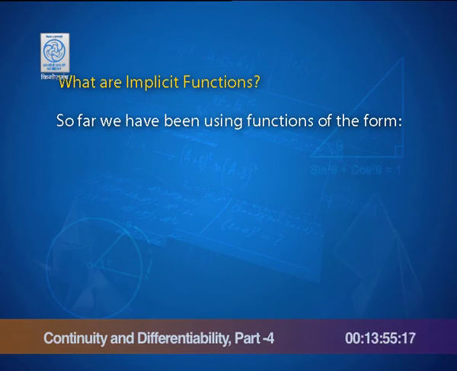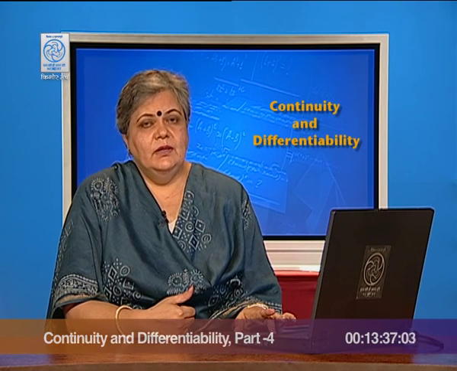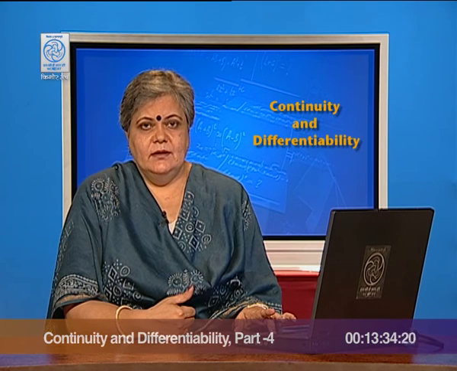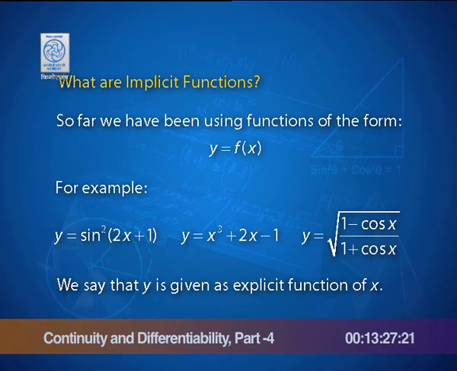So far we have been using functions of the form y equal to f of x, where we had y equal to sine square 2x plus 1, or y equal to x cube plus 2x minus 1, or y equal to under root 1 minus cos x by 1 plus cos x, and you could find their derivatives with the appropriate rule applied. Such functions where y is clearly expressed as a function of x are called explicit functions of x.